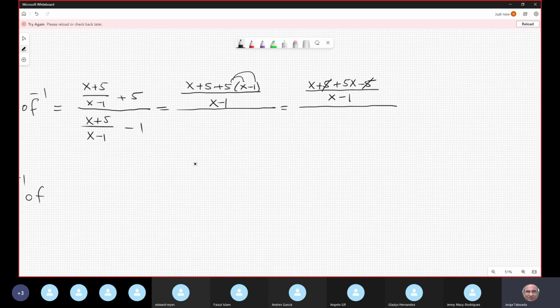Okay, and you adding, this is 5 plus 1 is 6 over x minus. And for a moment, stop, leave it like that. We go to the denominator part.